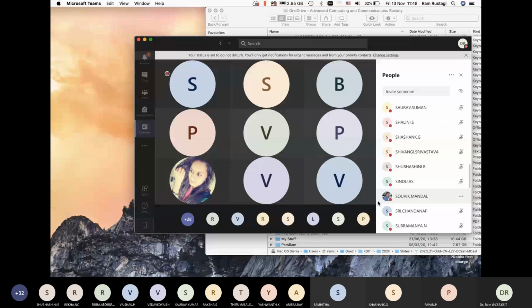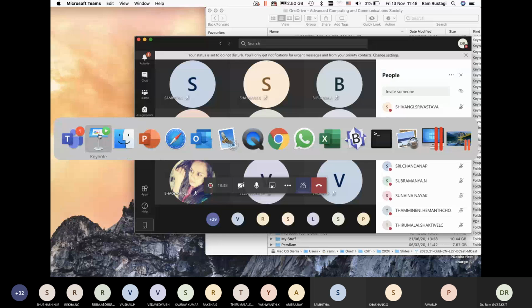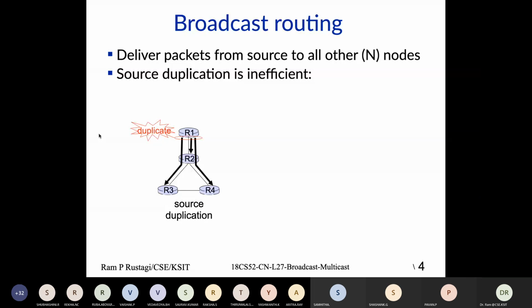Sindhu AS? Souvik Mandal? Sri Chandana? Why is this inefficient? Shaktivel? Sri Chandana, are you there?